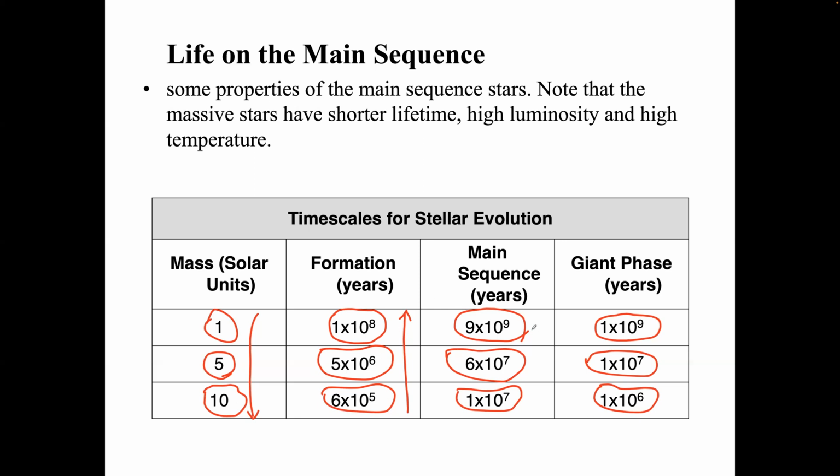And when you look at the amount of time that they spend in the main sequence, you can again see that the time they spend in the main sequence will become lesser and lesser when the initial mass of the star gets larger and larger, right? Same thing for the giant phase as well, right?